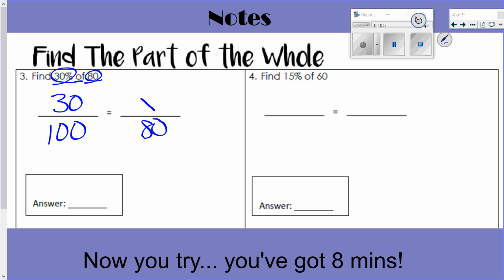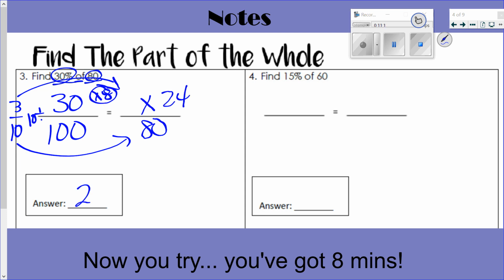30. So what do we put for something we don't know? Variable X. Will 100 go to 80 easy? No, not really, but I have an easy simplification, right? If I divide by 10, I go to 3/10. How do I go 10 to 80? 8 divided by 8. So my magic box is times 8. So 3 times 8 gets me 24.